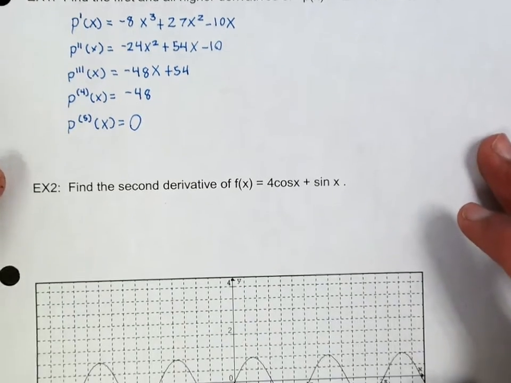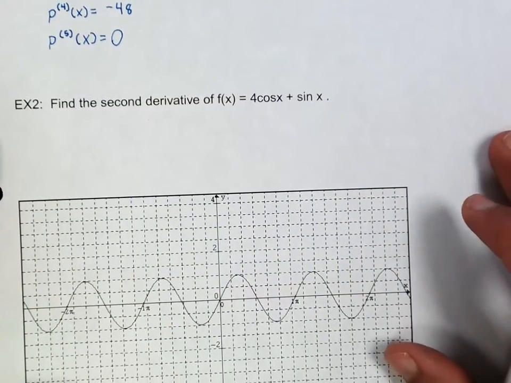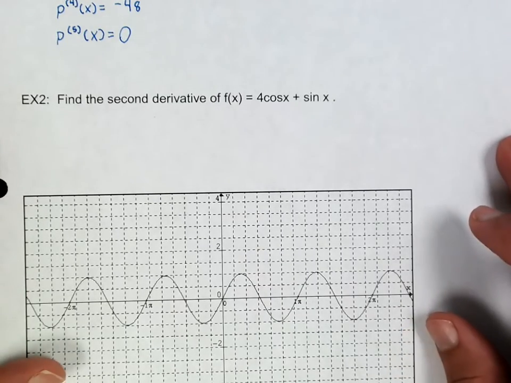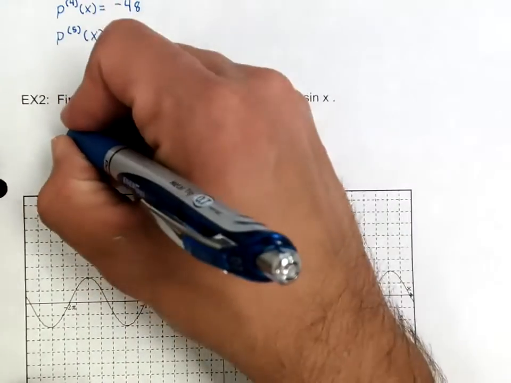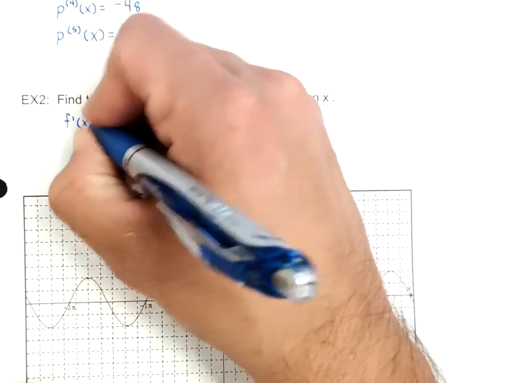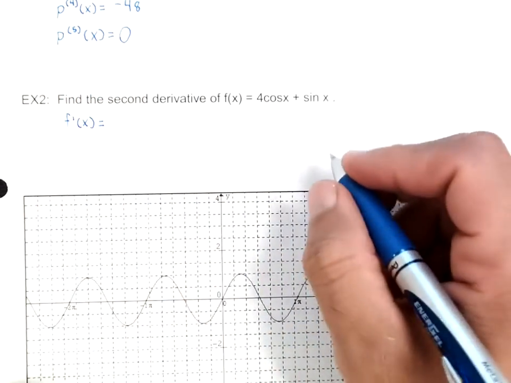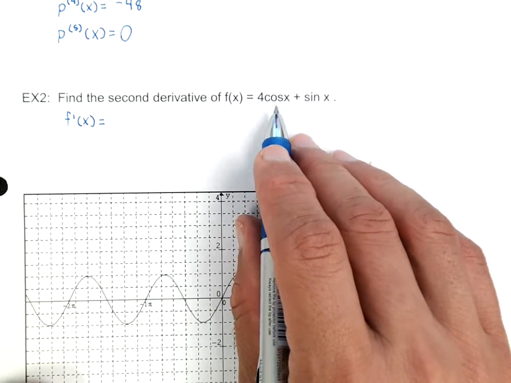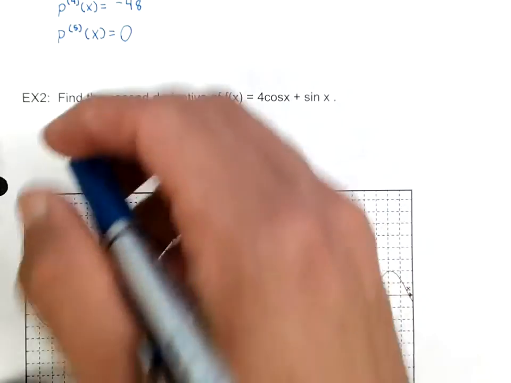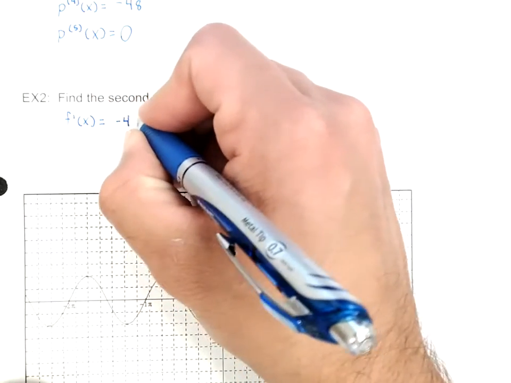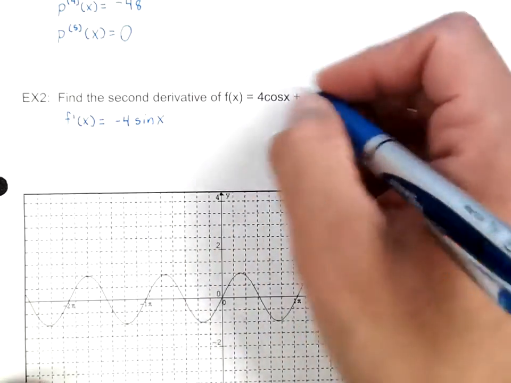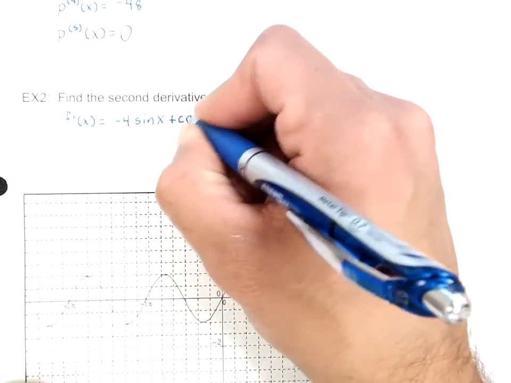Alright. In example 2, they're asking us to find the second derivative of 4 cosine x plus sine x. Alright, so the first thing we have to do is take the first derivative. There is no trickery here or anything, it's just a simple derivative right here. So the derivative of cosine is negative sine. So this would be negative 4 sine of x, and the derivative of sine is cosine, so plus cosine.